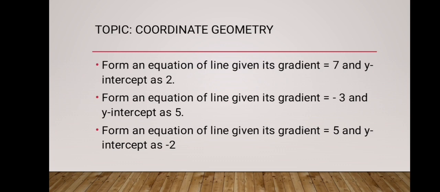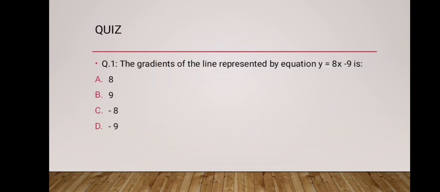In the same way, for the second part, where we have to form an equation when the gradient is given as minus 3 and the y-intercept is given as 5, its equation is going to be y is equal to minus 3x plus 5. In the same way, for the third part, where the gradient is 5 and the y-intercept is minus 2, its equation is going to be y is equal to 5x minus 2. So this is how we have formed equations using a gradient and y-intercept.